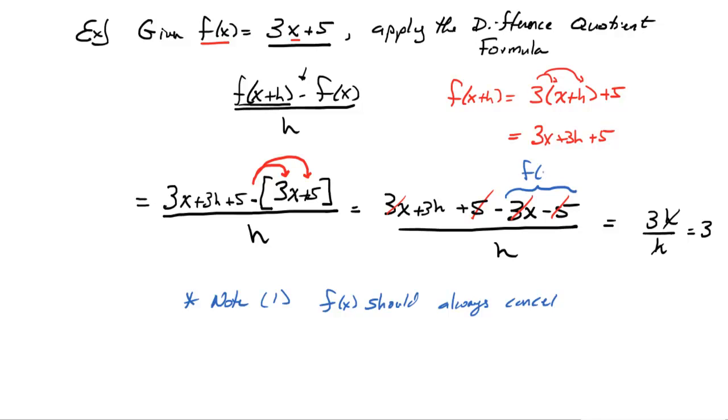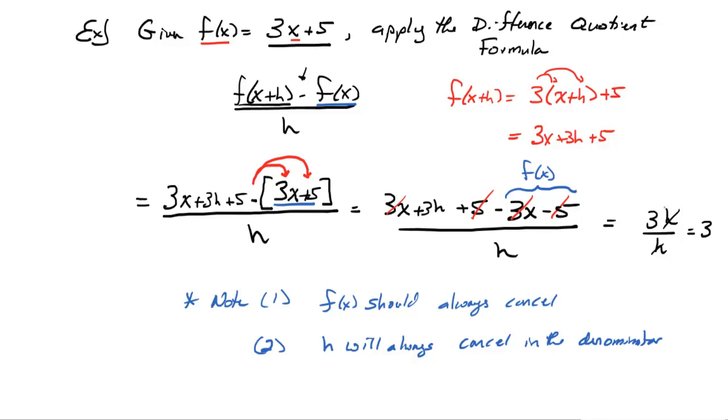This part was my original f of x. This part was my f of x. This was my f of x. The first note is that f of x should always cancel. If it doesn't cancel, go back and check your work. And my second note that is important is that the h will always cancel in the denominator.